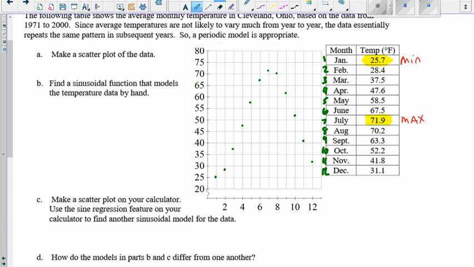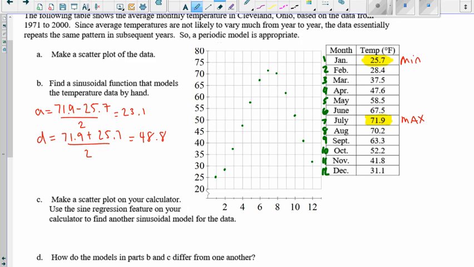So for this, it says find a sinusoidal function that models the temperature by hand. So for this, first we need to figure out what the amplitude is. So the amplitude, remember, is your maximum, which is 71.9, minus your minimum, 25.7. Divide that by 2, and we get 23.1. Your midline is your maximum plus your minimum divided by 2, which gives us 48.8.